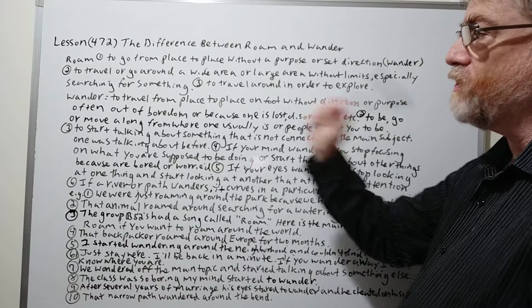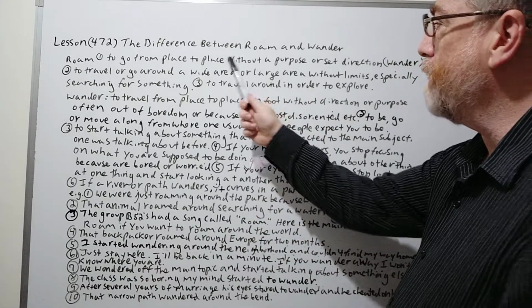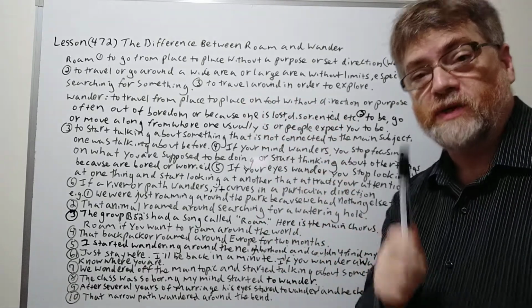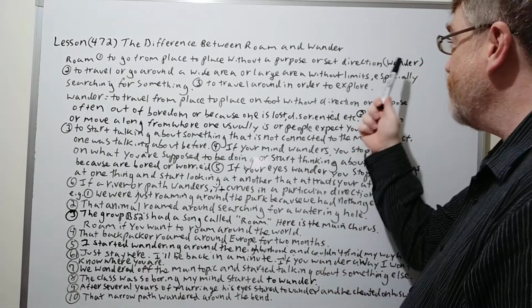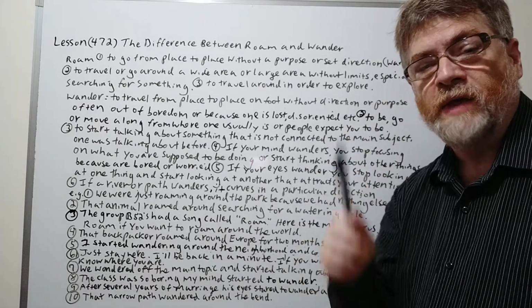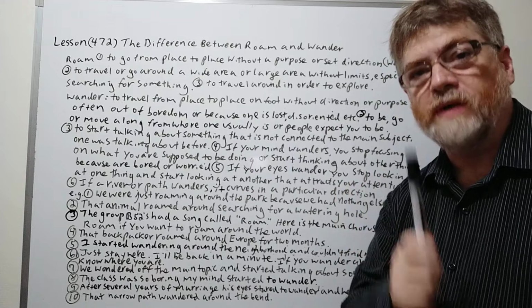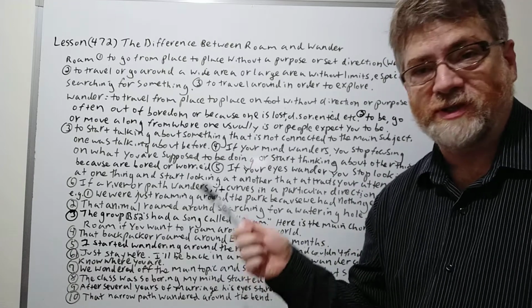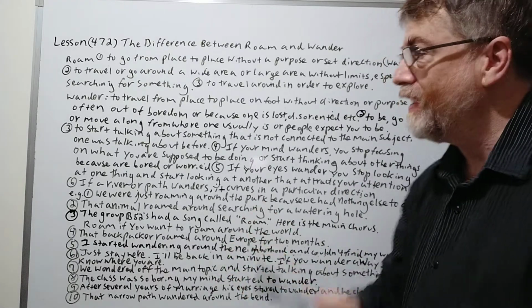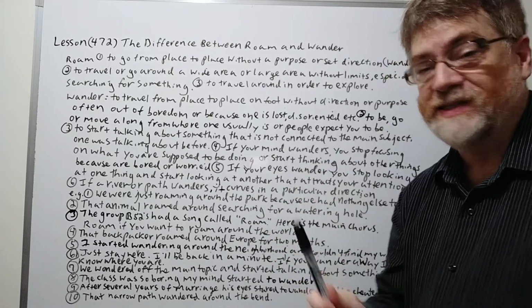All right, here's the first meaning of roam. To go from place to place without a purpose or set direction. However, this is exactly like wander. So there is one meaning of roam that is almost exactly the same as wander. However, let's look at the second definition.